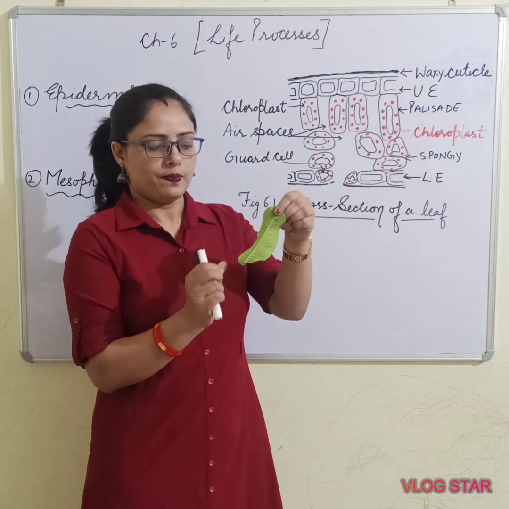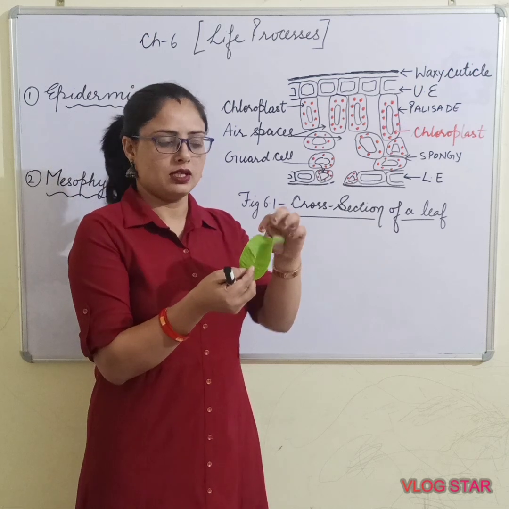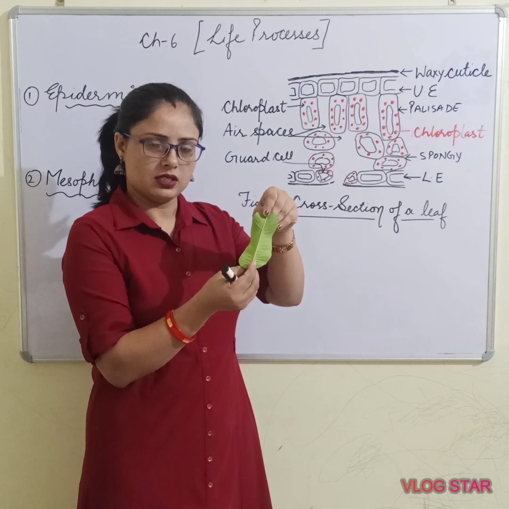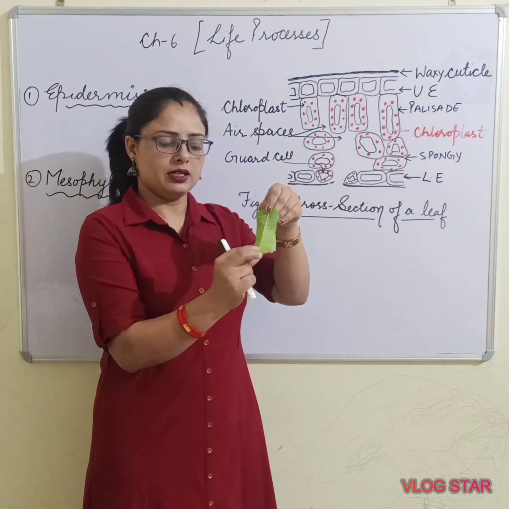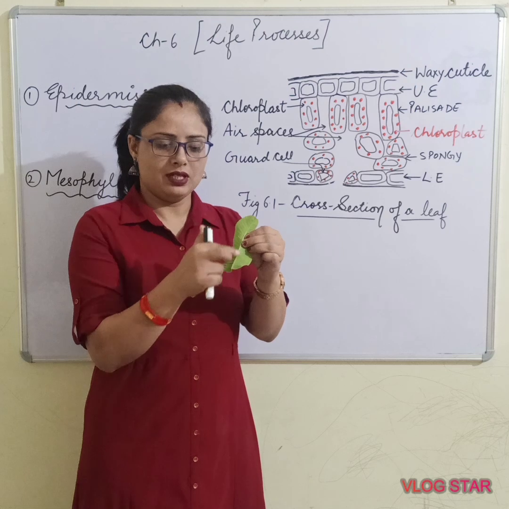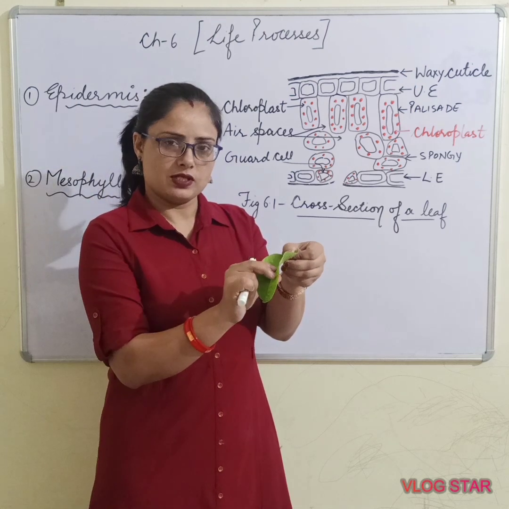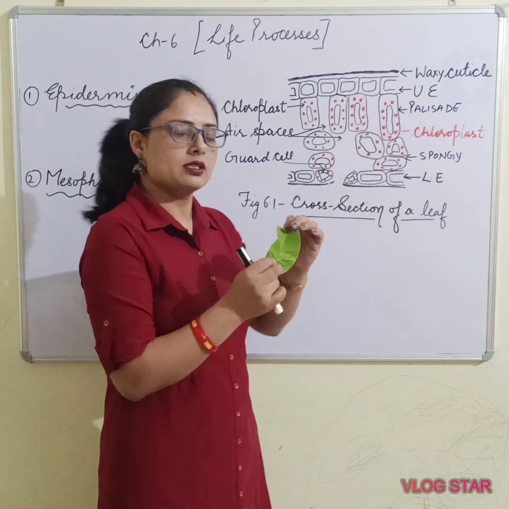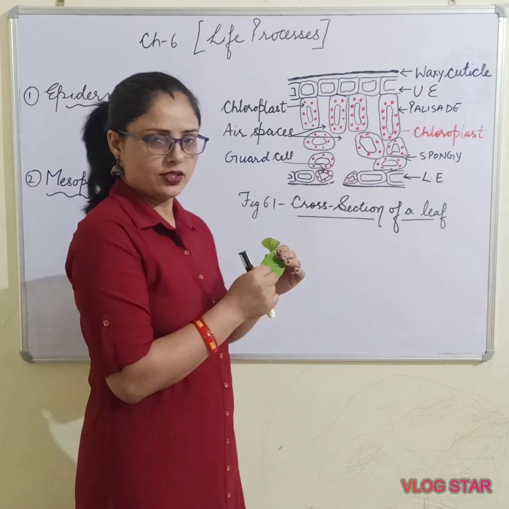You can see that this leaf has two distinct surfaces. This is the upper surface and this is the lower surface. This lower surface bears a distinct, clearly visible midrib. So this midrib creates a great differentiation between these two surfaces, the upper surface and the lower one. So we will discuss the structure of this dorsiventral leaf. So let's start the discussion.